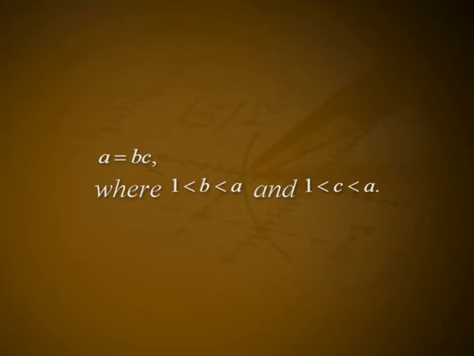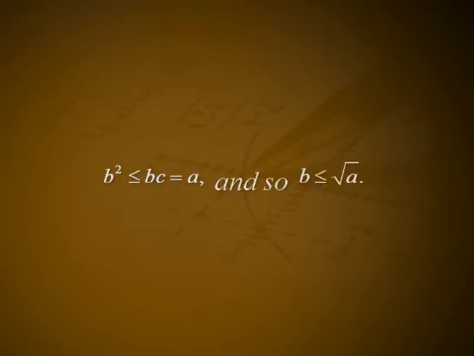Property of composite numbers. If an integer a greater than 1 is composite, then it may be written as a equals bc, where 1 less than b less than a and 1 less than c less than a. In the above property, assuming also that b is less than or equal to c, we get b square less than or equal to bc equal to a, and so b is less than or equal to root a.